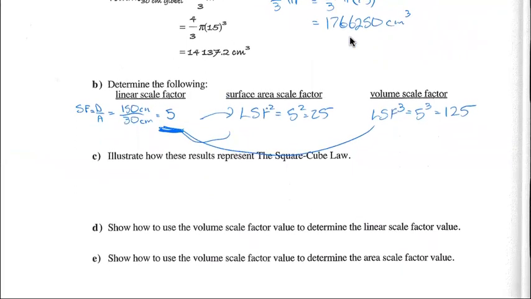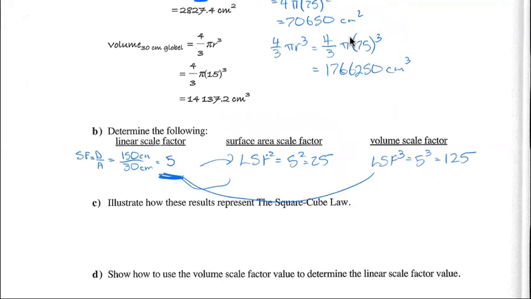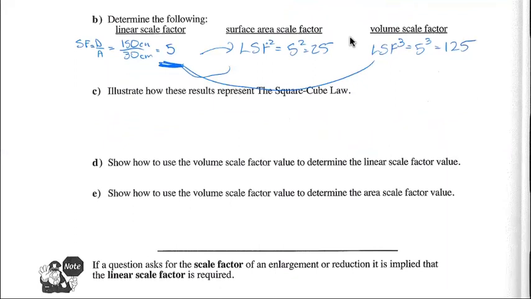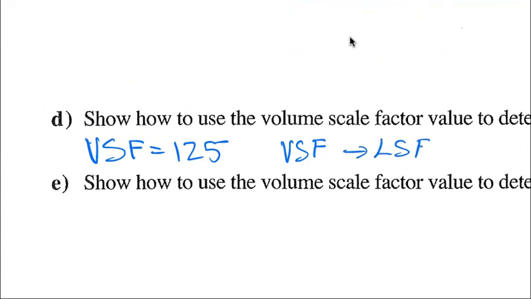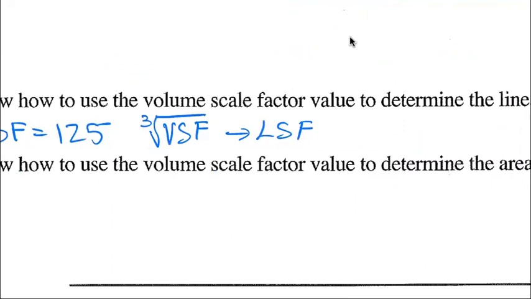Illustrate how these represent the square cube law. Don't really need to do that. I won't ask you to do anything like that. You just need to understand how the square cube law works. Question D, show how to use the volume scale factor to determine linear scale factor. So now we know that our volume scale factor is 125. Remember, I told you to get from volume scale factor to linear scale factor, you cube root the volume scale factor. So I'm going to cube root 125, and that gives me 5.